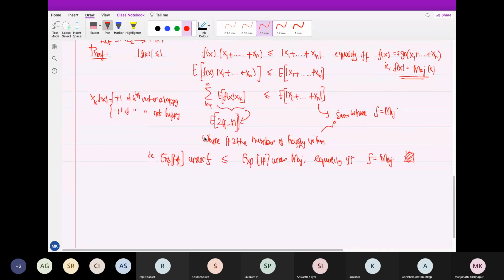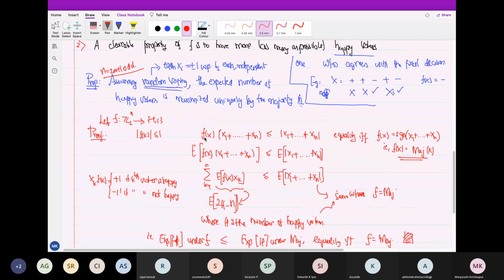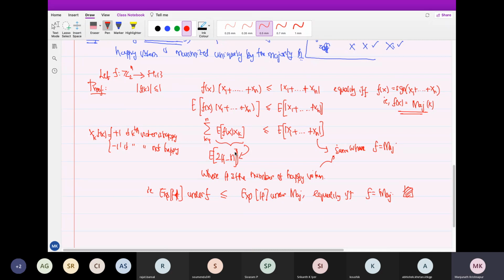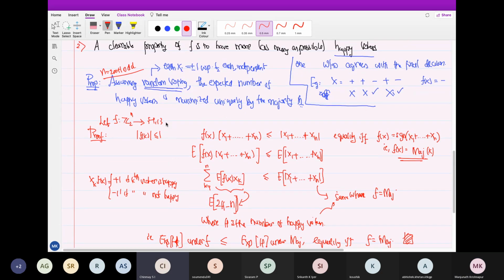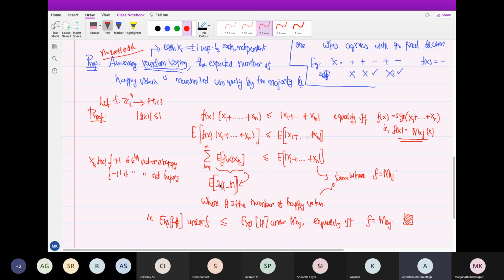Where are you using that votes are equally likely, like probability half? I see. You don't need that. I think it's true even without that, and you can make a much stronger statement than this. You don't need the half, you don't even need independence. I think it's still true. Oh, is it true? Okay, let me see. Did I not use that? How do we get the 2h minus n replacement without equally likely?